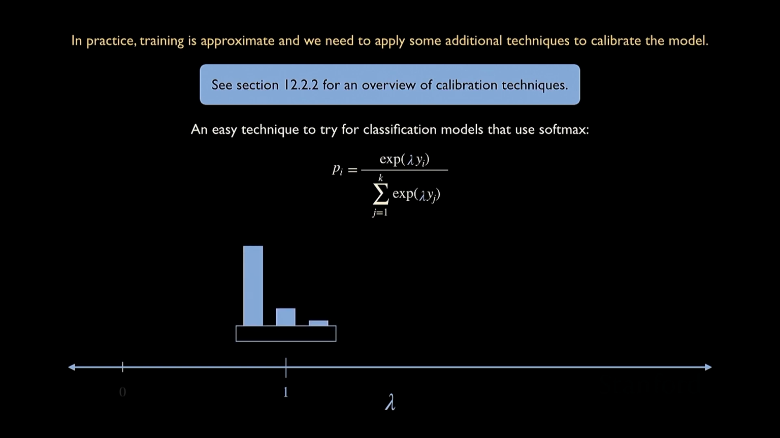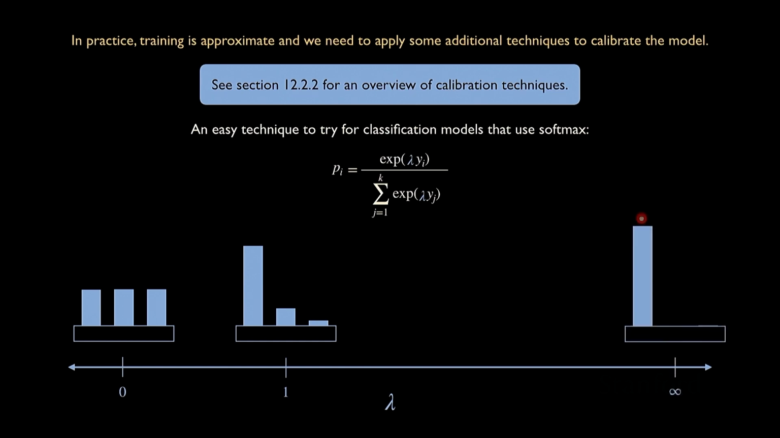If lambda is equal to 0, then we get exp of 0, which is 1, and this is also going to be exp of 0, so it's going to be 1 divided by the sum up to K of 1, or 1 over K, and it's going to be that same thing for all of our classes. So it's basically going to tend towards a uniform probability across all of our classes. And if lambda is equal to infinity, it's going to go in the opposite direction, and we're going to assign all of our confidence to the maximum class.